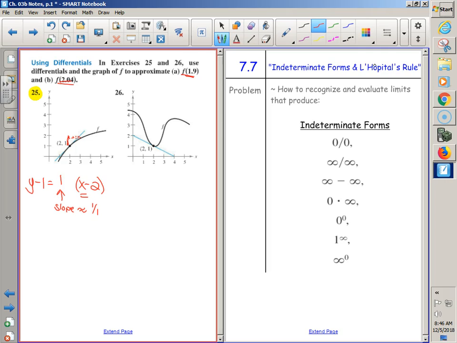Well, I see a tangent line. Looks to be about up 1 over 1. Sweet. I'll put in a 1. Now what? Plug in 1.9. Solve. Plug in 2.04. Solve. I guess you could use the 0.10.